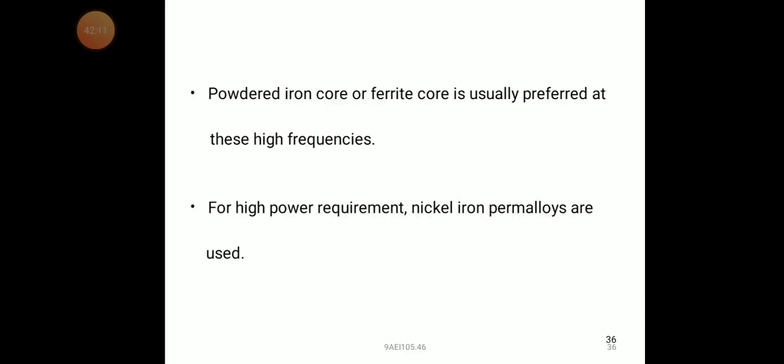For high power requirements, nickel iron permalloys are used. High power requirements, we use the nickel iron permalloys. Powdered iron core or ferrite core is usually preferred at these high frequencies.